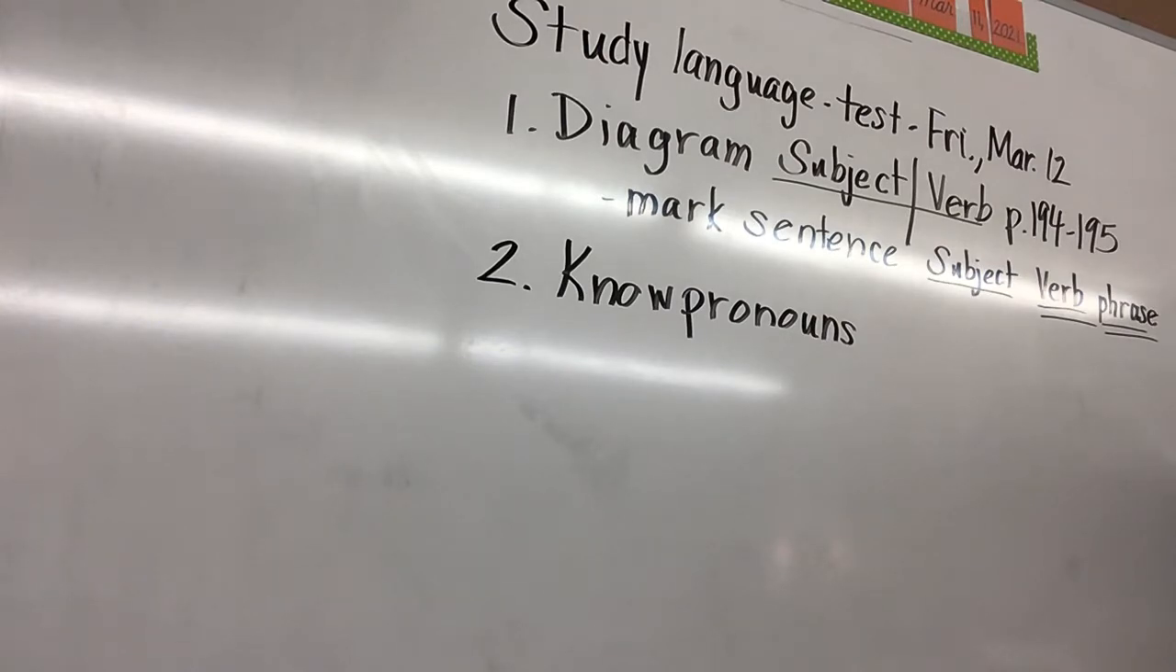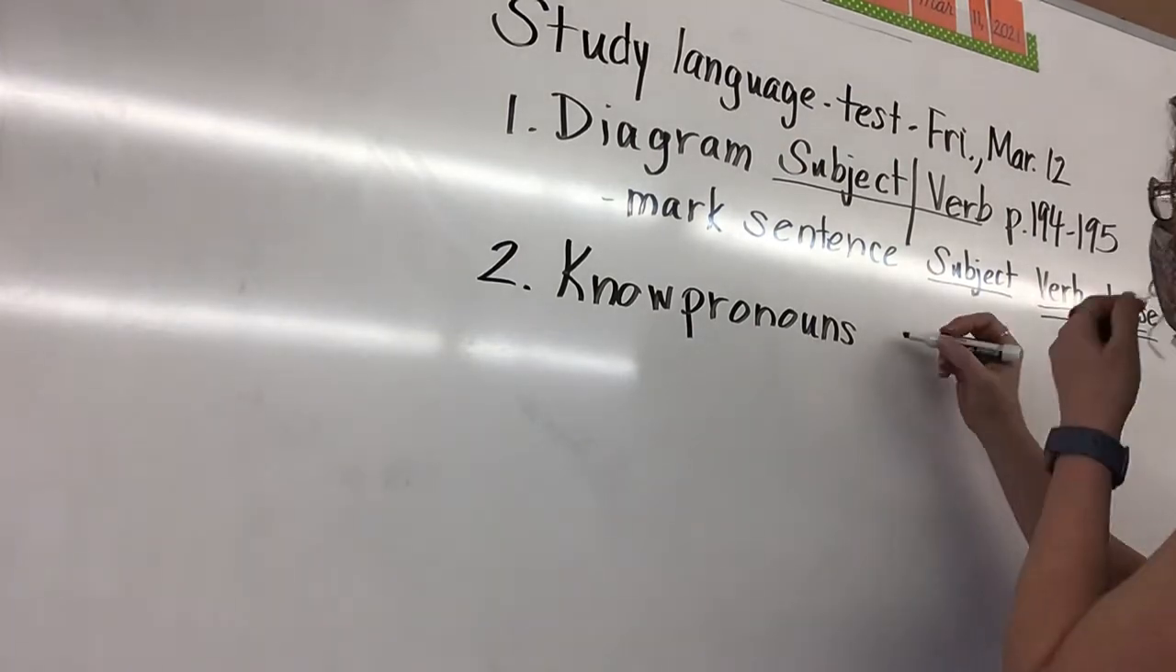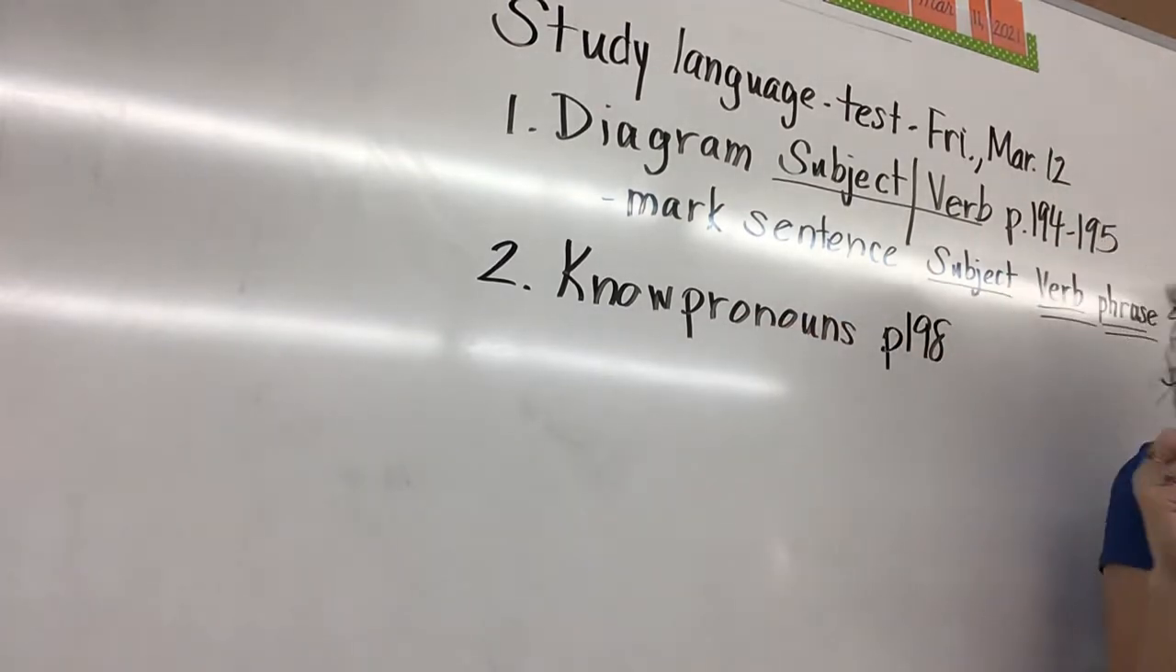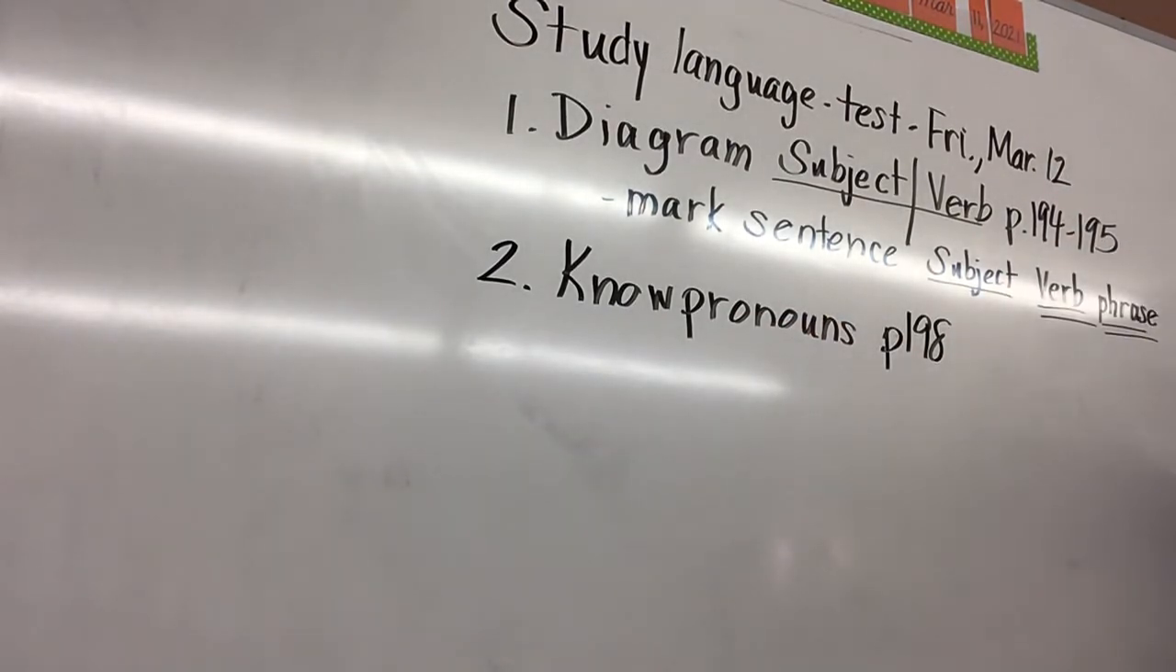Alright, pronouns. The list of pronouns is on page 198. They list them. It says use these pronouns in the subject part of the sentence, which will also be helpful because you have to decide that. And they say I, we, she, he, they. Use these pronouns in the predicate part of the sentence, and there's me, us, her, him, them. And then use these pronouns for either. And that was the words you and it. You and it went either way.